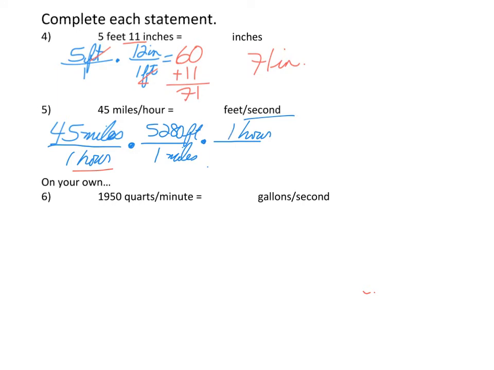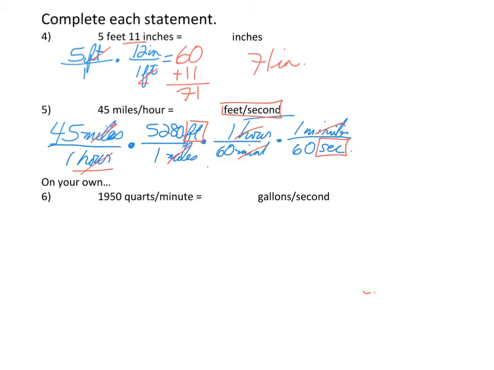All right, and in 1 hour, I should have 60 minutes, okay? And I'm still not done. I should have 1 minute, and that is going to be equal to 60 seconds. All right, let's cancel out a couple of things. I've got my miles canceling out. I've got my hours canceling out. I've got my minutes canceling out, and now I've got this handy dandy feet staying there, and I've got seconds staying there. That's what we were looking for.